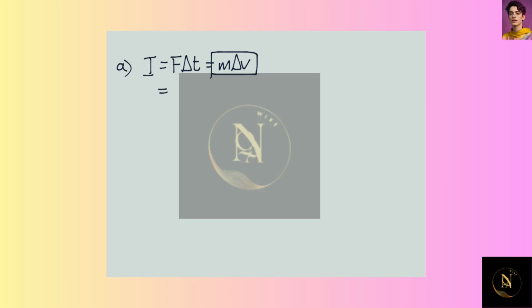The mass of the object is 6 kilograms, and that's multiplied by the change in speed. So the final speed is 3, and the initial speed was 0 because it was at rest. So all you have to do here is 6 times 3 minus 6 times 0, which gives us 18 kilogram meters per second. So that is the amount of impulse given by the floor.